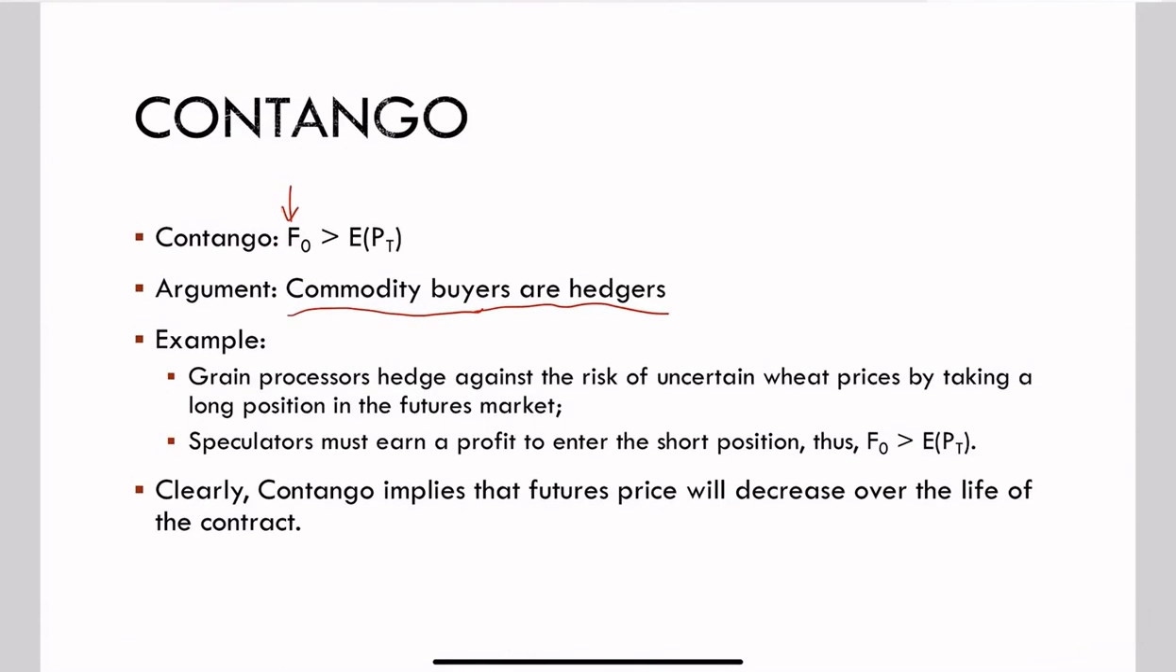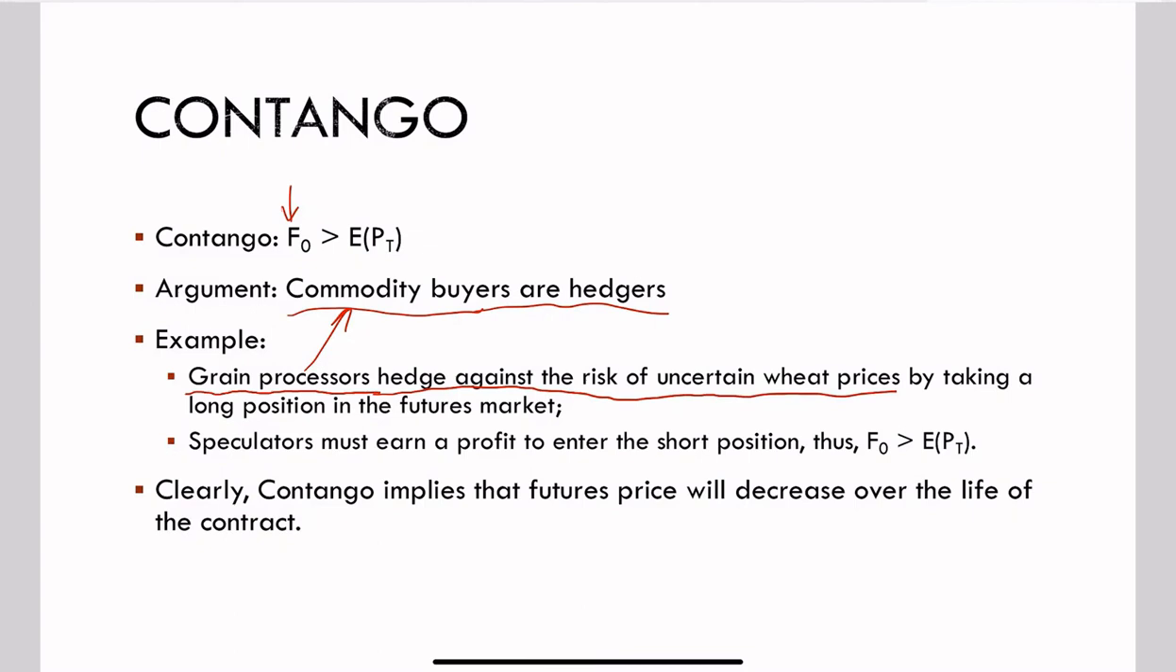Now let's see how this could lead to this contango. Well, let's say we have wheat processors. Clearly, wheat processors, they are commodity buyers, because these processors, they have to buy wheat for processing, right? So let's say these buyers, they want to hedge against the risk of uncertain wheat price. Now, how could we do this? Well, they have to take a long position, right?